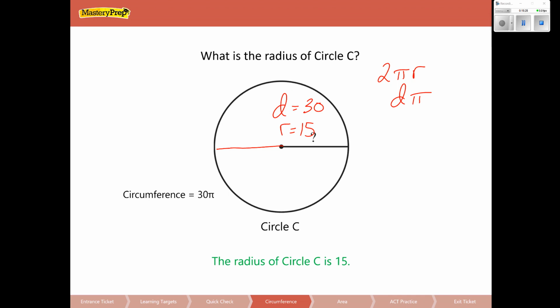The reason I went with diameter is because if they give us, guys, the circumference in terms of pi, the diameter times pi is the circumference. Or really, all we're doing is taking the circumference with 2 pi r, dividing both sides by 2 pi. Well, pi over pi will cancel, and 30 over 2 is 15. Guys, let's focus in.